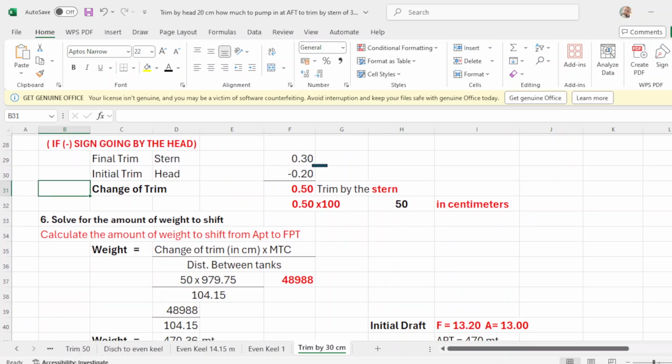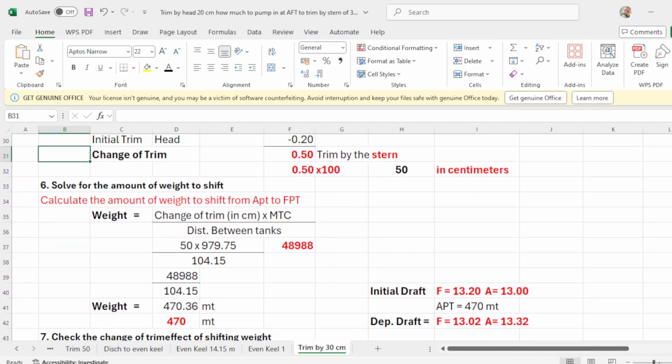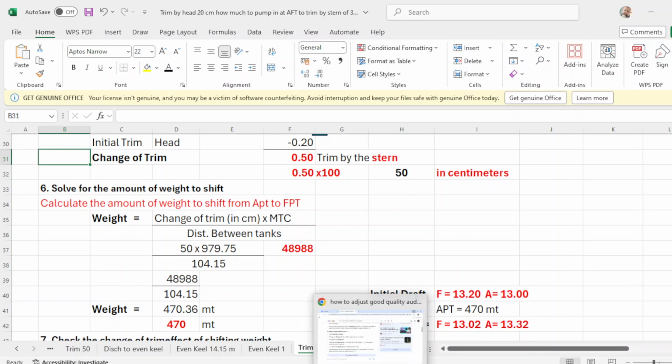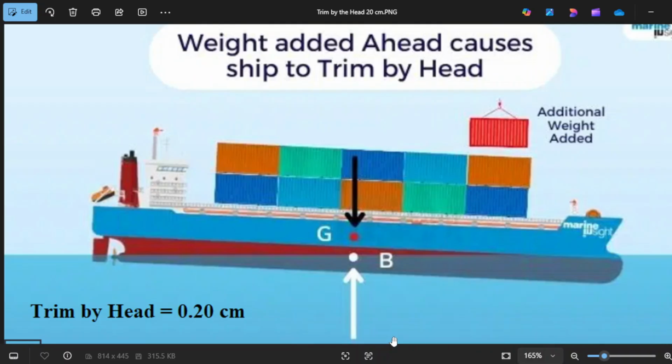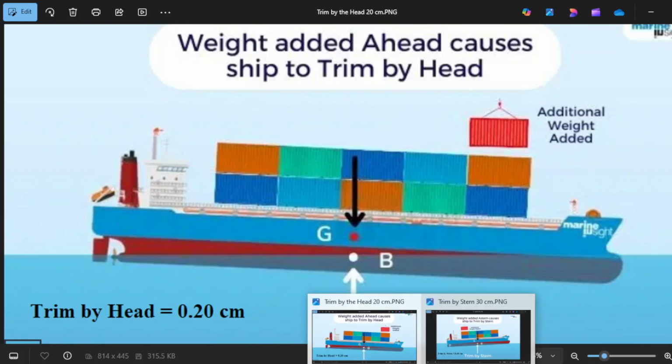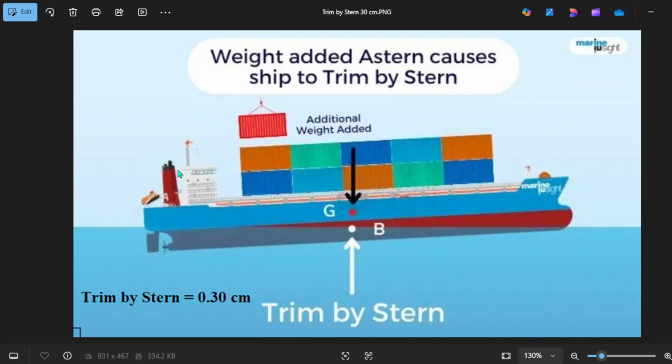Then, how to find weight? On the first initial, you are trimmed by the head by 20 centimeters. This is the initial draft. So you have to put weight here in the after peak, so that when you put the weight in the after peak, you will be trimmed by the stern. Now you're trimmed by the stern by 30 centimeters.